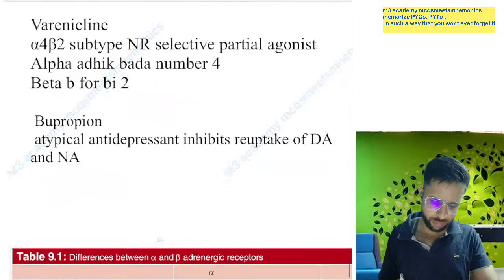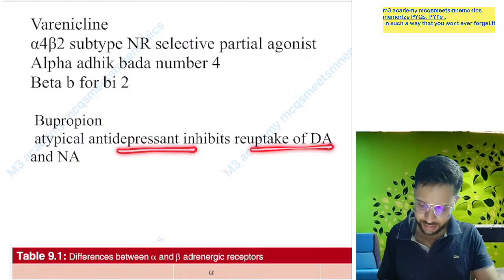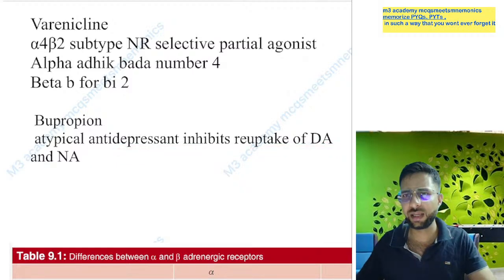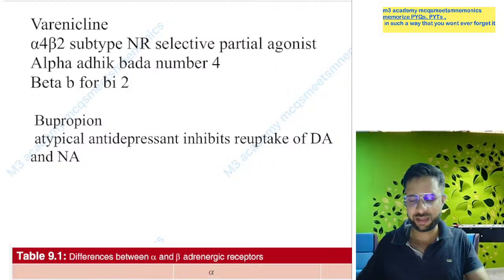Now, bupropion is also used. Bupropion is an atypical antidepressant that inhibits the reuptake of noradrenaline and dopamine. It is an NDRI. So please revise the antidepressant mnemonic session from psychopharmacology.